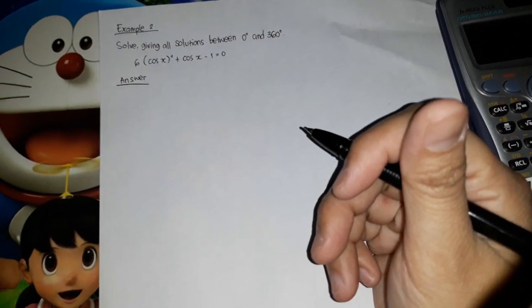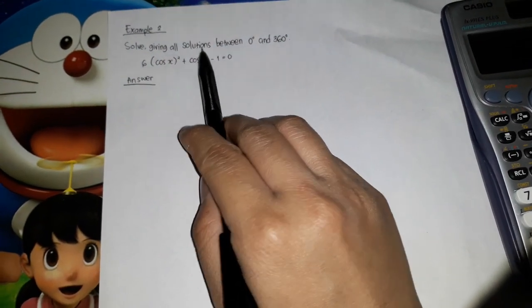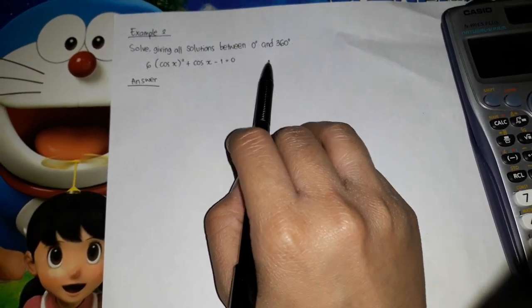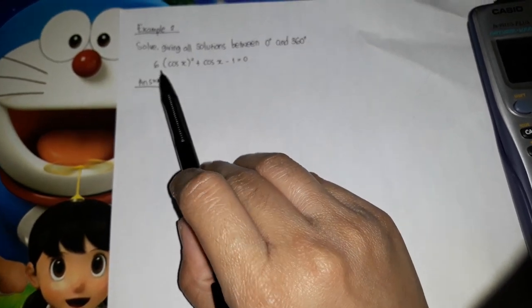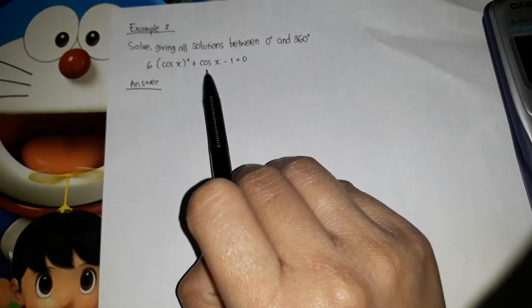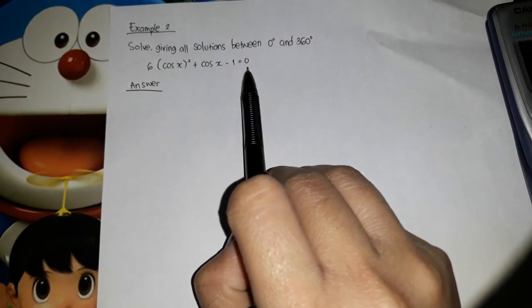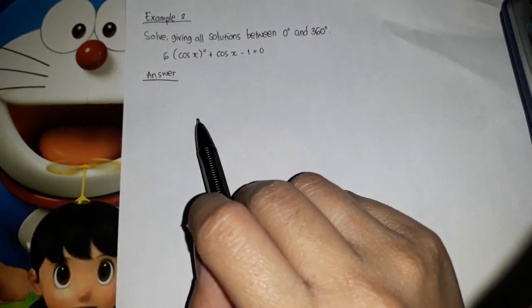Still about trigonometry, the next example is: solve, giving all solutions between 0 degrees and 360 degrees. And this is the equation: 6 times cos squared x plus cos x minus 1 is equal to 0. Okay, so let's find the solutions.